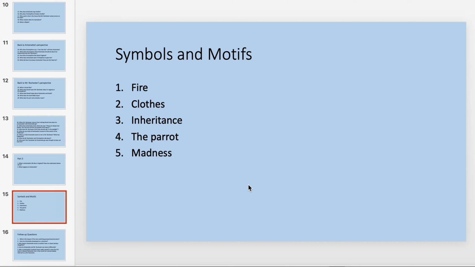Going on then to our motifs, so recurring ideas, we have inheritance and madness, and these can both go together. We have the inheritance of money, of property, all of those things, but we also have this recurring idea of inheriting madness, that people are thinking that Antoinette is going to inherit her mother's madness, that this is hereditary, that she can't really escape it. And this brings up other ideas like fate and free will. How much can we choose and how much are we kind of born into? So those are very much connected, inheritance and madness.